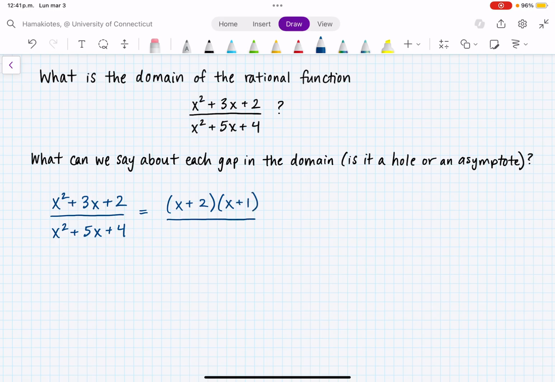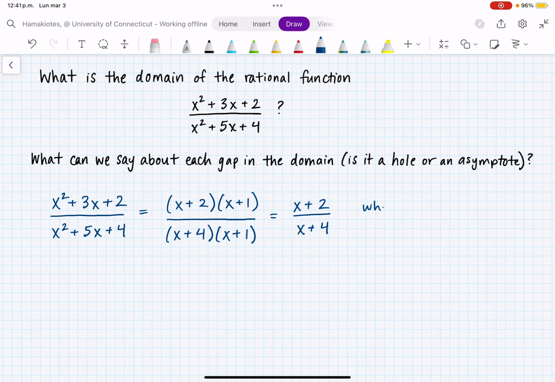Now let's take a look at the denominator. We have x squared plus 5x plus 4. So we want two numbers that multiply to 4 and add to 5. So if we do 4 times 1, that's 4, and 4 plus 1 is 5. There we go. So we have x plus 4 times x plus 1. Now since we have x plus 1 in the numerator and denominator, this really equals x plus 2 over x plus 4.